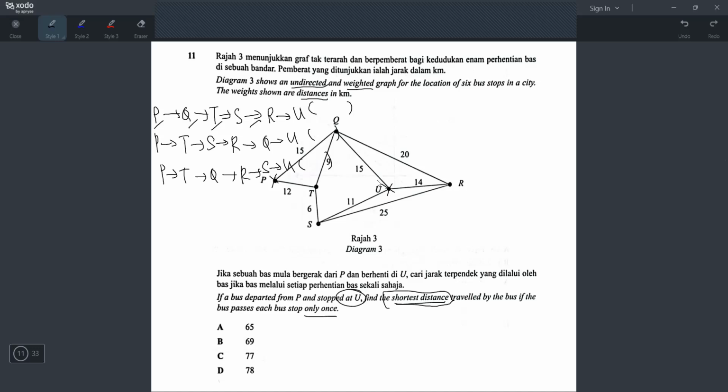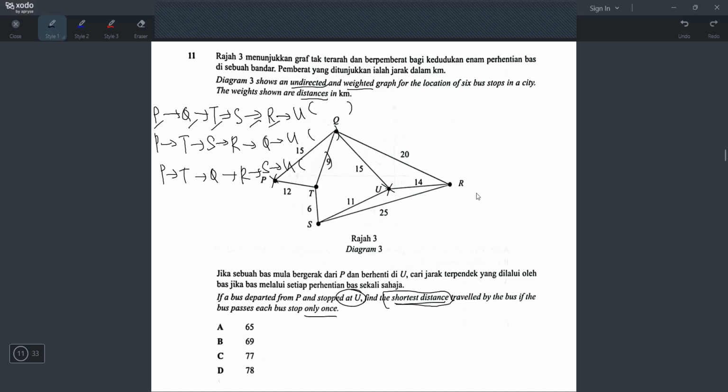Wait, did I press correctly? P to Q is 15. So 15, plus Q to T. Q to T is 9. Okay. And then T to S. T to S is 6. Okay. And then S to R is 25.